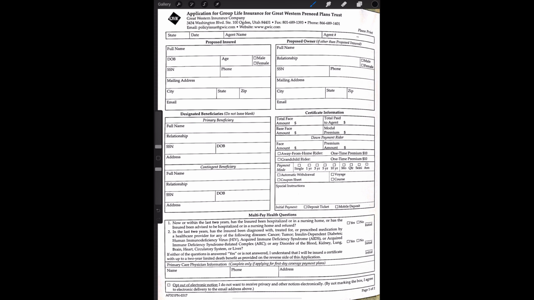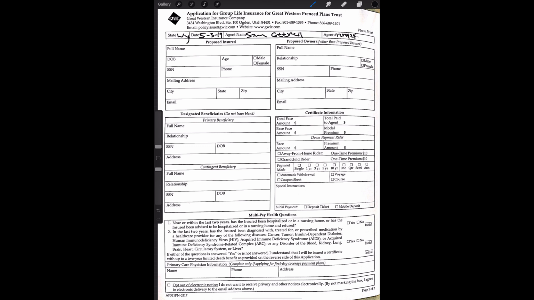All right, having said that, let's look at this application here. The top here, you're going to see state, date, agent name, agent number. You're going to fill all that in. Right now, let's act like we're in Wyoming, and today is, let's say, 5/3/19. Okay, so we got the top filled out.